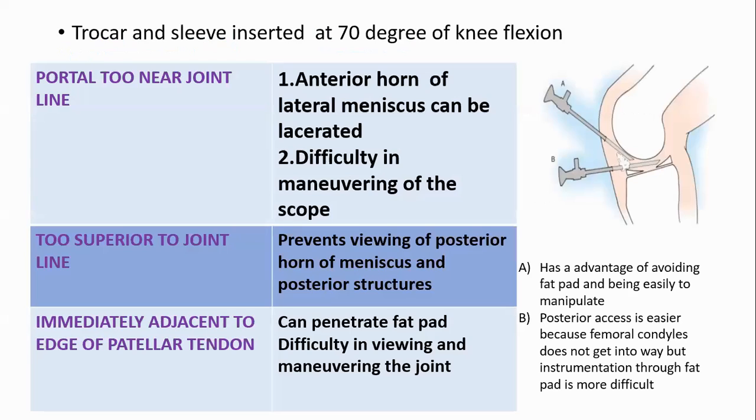If the portal is placed too near to the joint line, there are two important complications. The anterior horn of the lateral meniscus can be lacerated, and there will be difficulty in maneuvering the scope. If the portal is placed too superior to the joint line, it prevents viewing of the posterior horn of the medial meniscus and posterior structures. If it is immediately adjacent to the edge of the patellar tendon, it can penetrate the fat pad and there will be difficulty in viewing and maneuvering the joint.